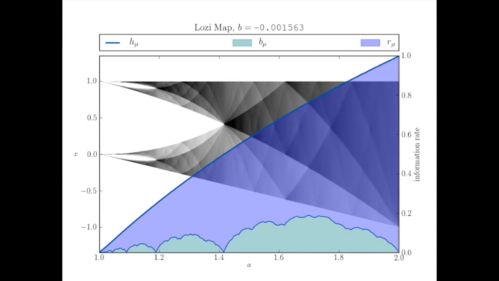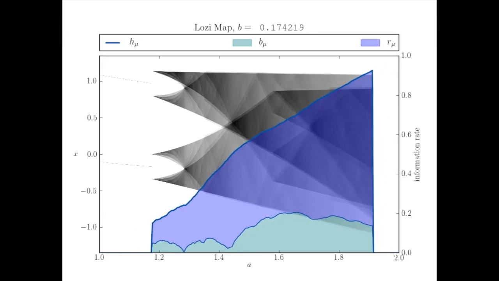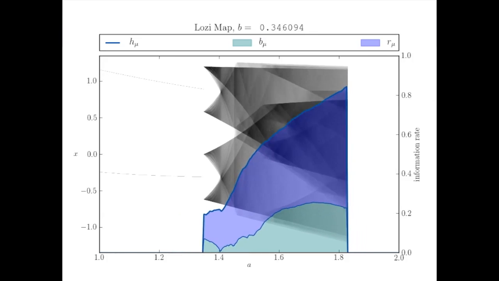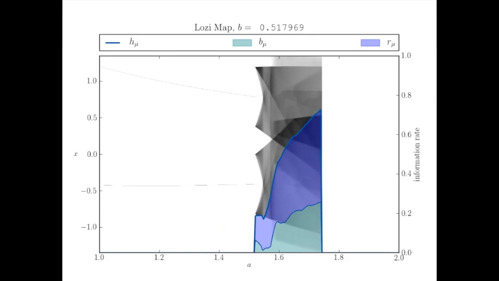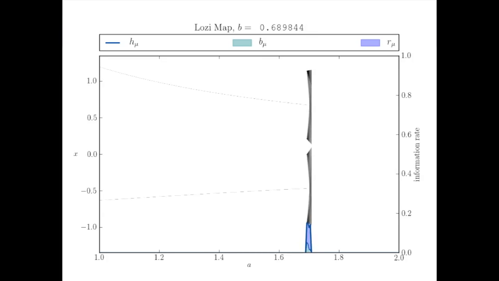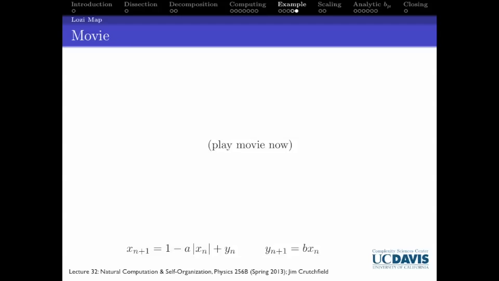Tent map right there. You can see that period 2 behavior that was outside the attractor region. Okay, so any questions about the movie or the decompositions we've seen before moving on?